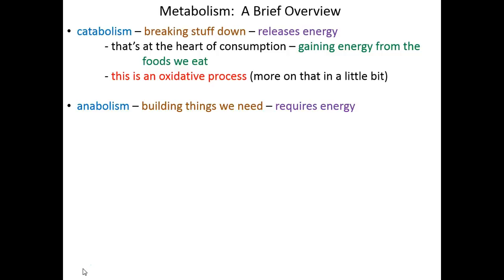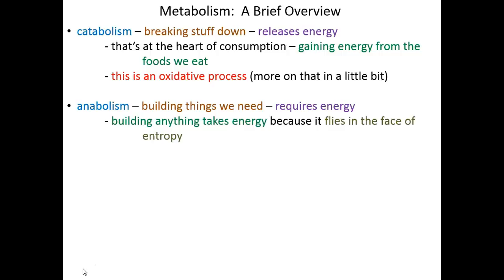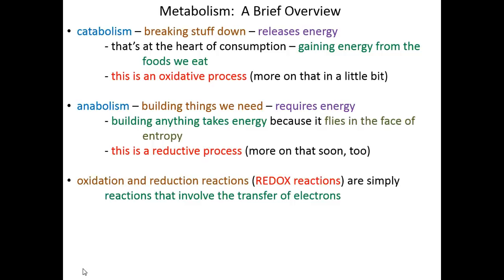Anabolism is the building side of metabolism when we build molecules that we need to sustain our own life. Of course, if we're building molecules, we're decreasing entropy, we're increasing order. That means energy is needed. Anytime we build anything, energy is going to be needed because it decreases randomness. This is a reductive process. It requires electrons. When we feed electrons into these processes, we're feeding energy in as well.